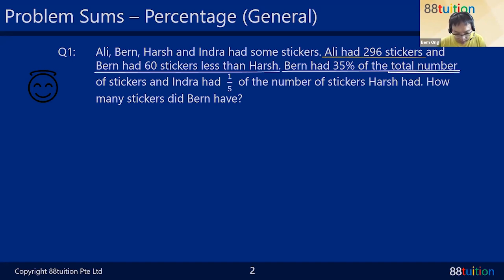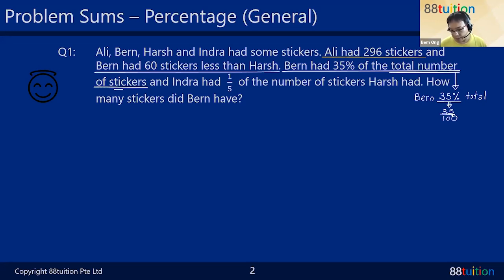This total number of stickers portion, you have to be super aware. So what does that mean? This statement: Bern has 35% of the total stickers. I'm going to summarize it: Bern, 35% total. What does this mean? Do you know that 35% can be written as 35 over 100? I think for the P5, if your teacher taught you percentage, this is the first thing: how to convert from percentage to fraction, and how to convert from fraction back to percentage.